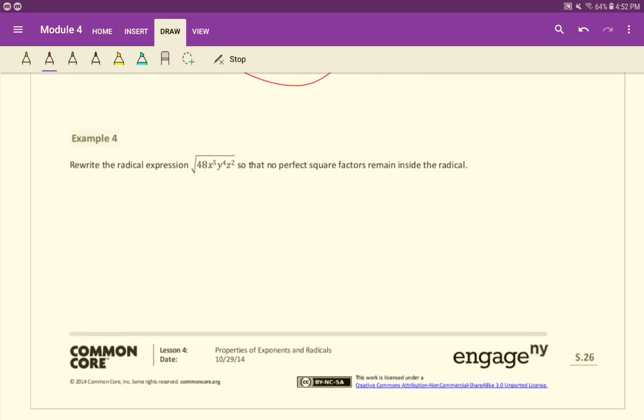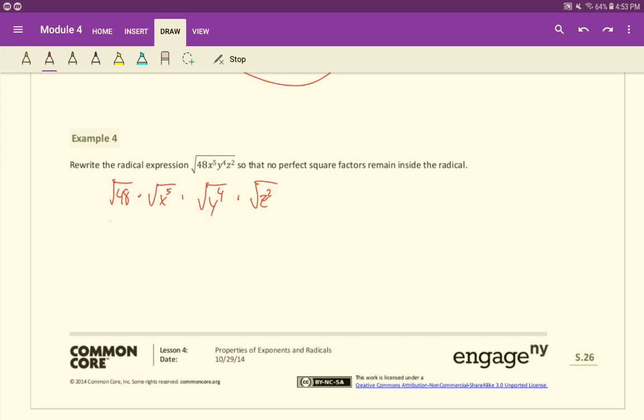Rewrite the radical expression so that no perfect square factors remain inside the radicals. In other words, we're going to simplify this radical expression. So here's how we're going to do that. We're going to break this up and make it root 48 times root x to the 5th times root y to the 4th times root z squared.